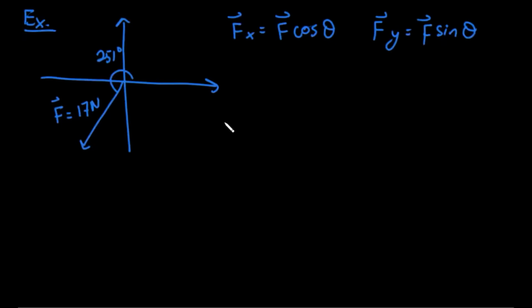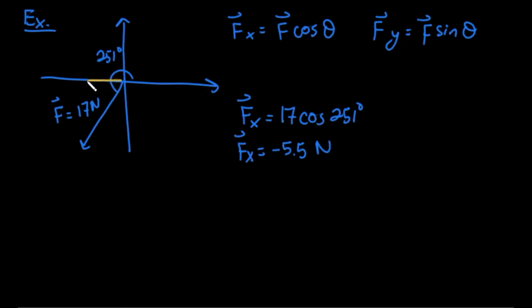All right, so let's take a look at this, shall we? Let's calculate our Fx first. So I'm going to plug in my force, which is 17, cosine of my angle, which is 251 degrees. When I put this into my calculator, I should get a horizontal component of negative 5.1 newtons. And this makes sense because if you were to draw the triangle here, this is going towards the left, meaning your negative direction on your x-axis. So having this negative here makes sense.